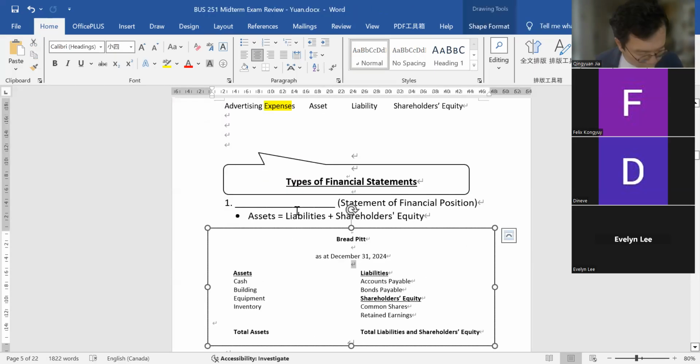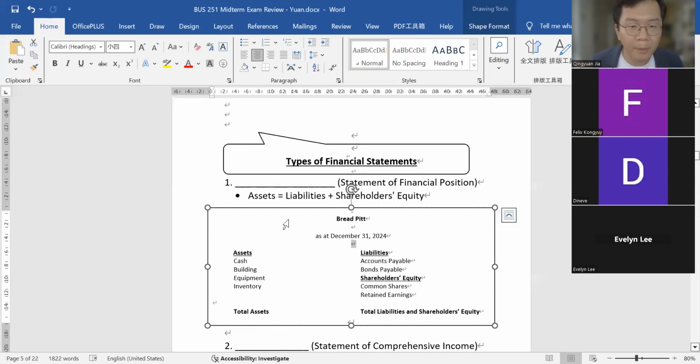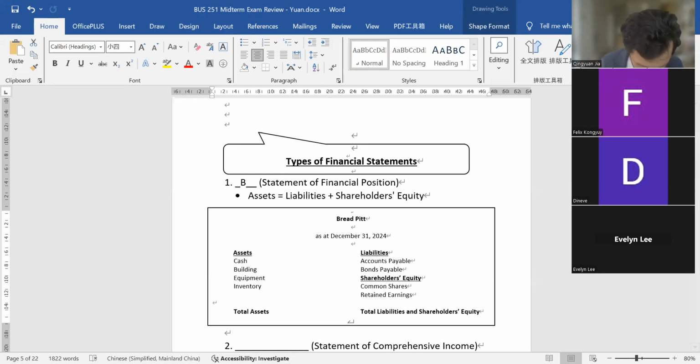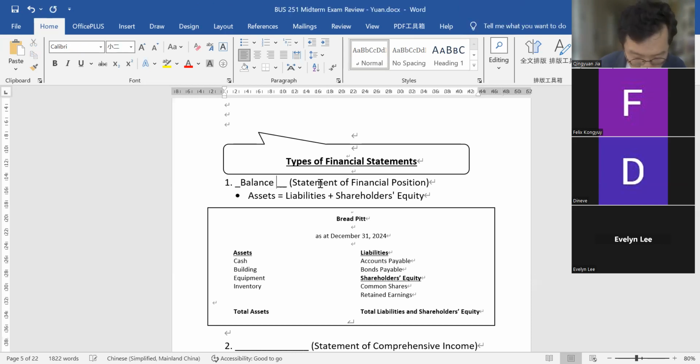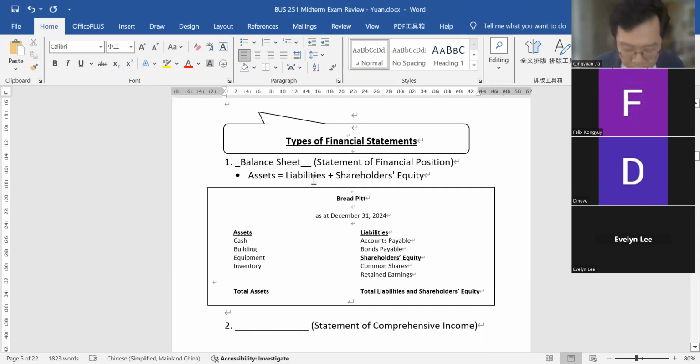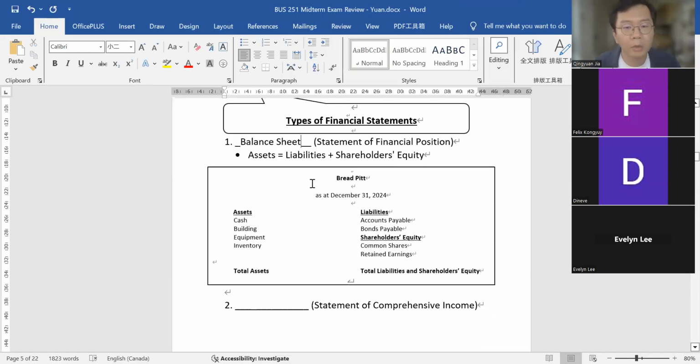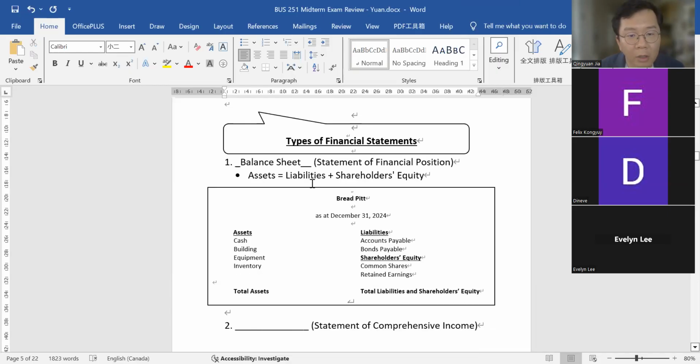Okay, let's move to the next part. These are the very basic things, but I will go through them with you again. So the statement of financial position is also called the balance sheet. And still, we have to remind you the fundamental equation: assets equals liability plus shareholders' equity. So whenever you produce your own balance sheet, please make sure that you put assets on the left side and the liability and shareholders' equity on the right side.